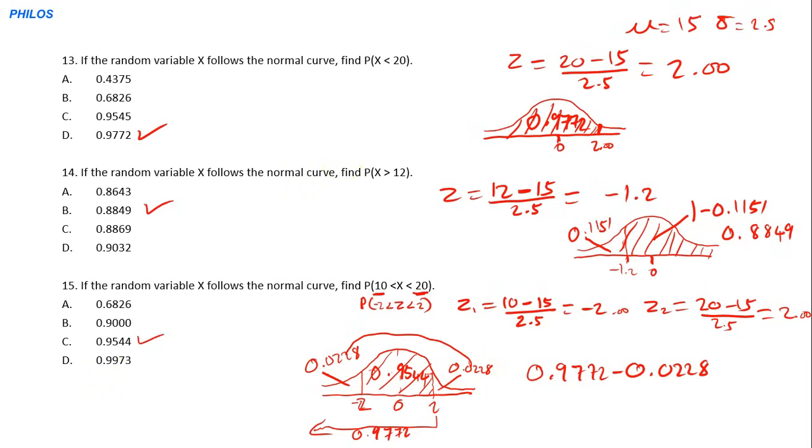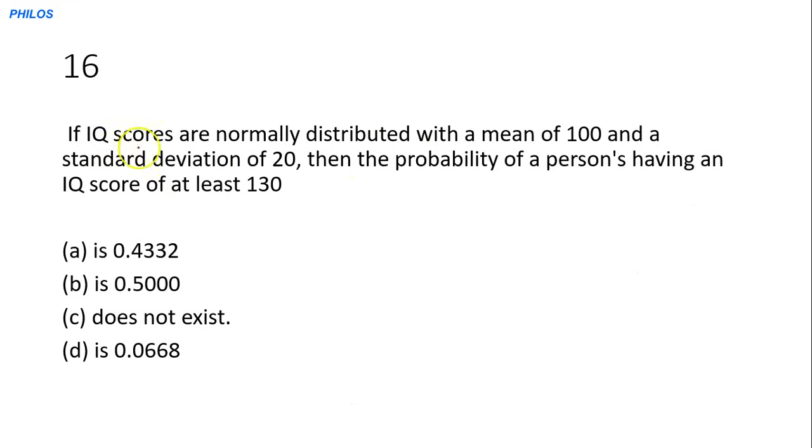So let's proceed to the next question. Question 16 says, if the IQ scores are normally distributed with a mean of 100 and a standard deviation of 20, then the probability of a person having an IQ score of at least 130 is. So we need a z-score here too. So x, which is 130, minus the mean, which is 100, divided by the standard deviation, which is 20. So 130 minus 100 will give you 30, divided by 20. So that will give you 1.50.